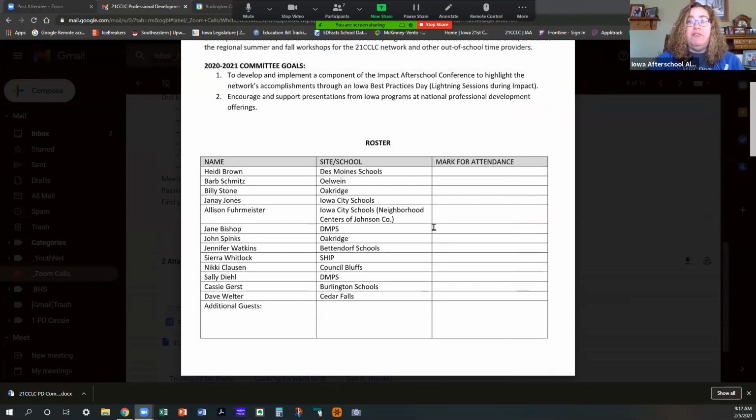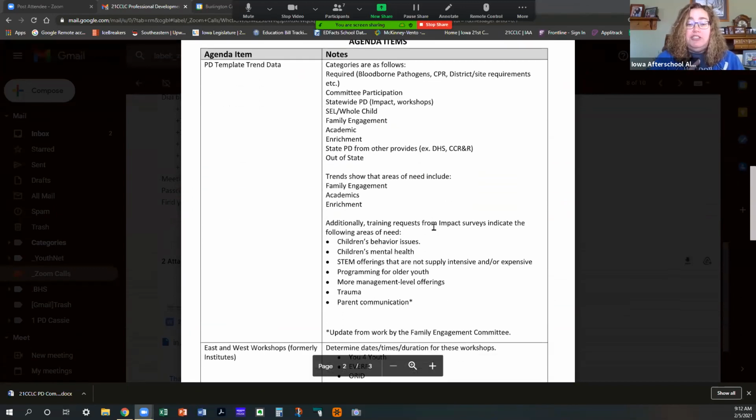Additionally, we had requests from impact surveys that indicated that people were also interested in having professional development around children's behavior issues, children's mental health, STEM offerings, with the caveat that that's not supply intensive or expensive, programming for older youth, more management level offerings, trauma, and then parent communication.